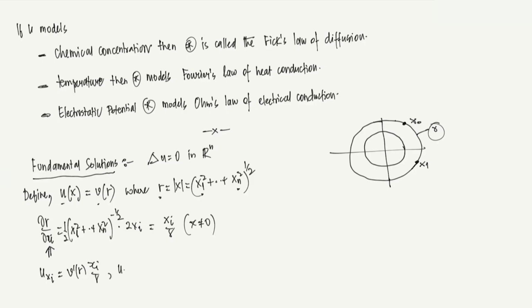And then similarly, what is u_xi xi? Why are we finding u_xi xi? Because we want to substitute it in the Laplacian of u. That will look like this: v double prime of r. This I want you to check. Please check.